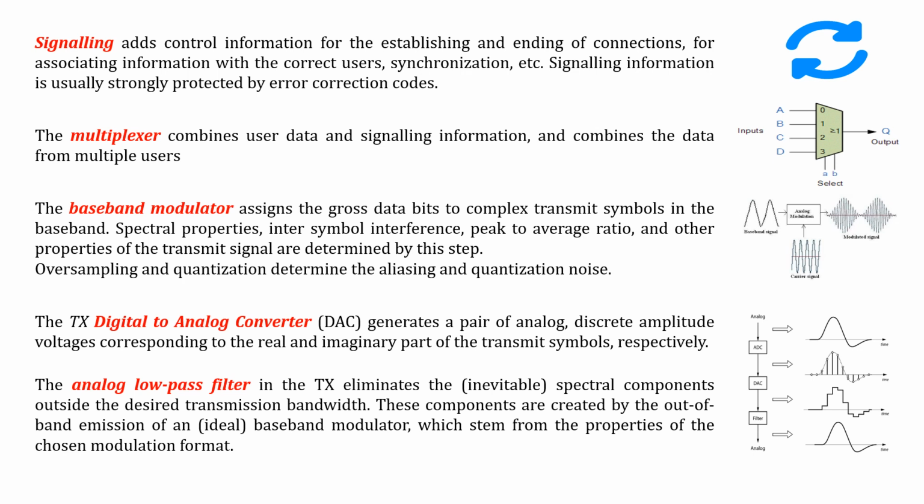So at the outset, the signaling information or control information is very important in sending the message to the right users, and this has to be heavily protected. And next comes the multiplexer, and you know what a multiplexer is. What the multiplexer does, as the figure depicts, is collect the inputs from various users, and based on the signaling information, it is sent as one output. So generally, it combines the data from multiple users.